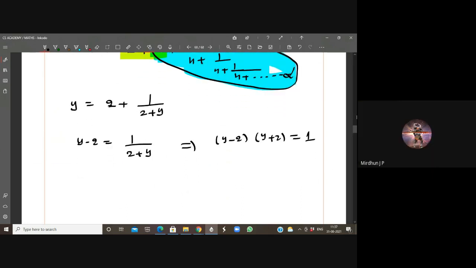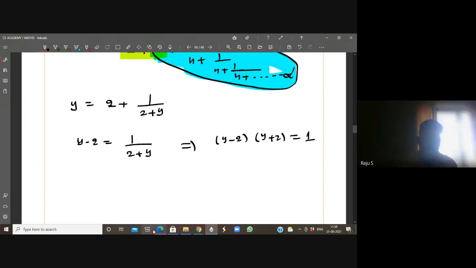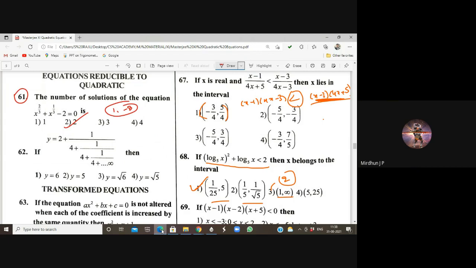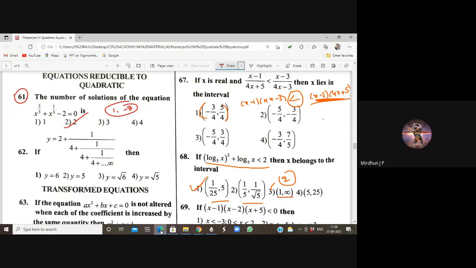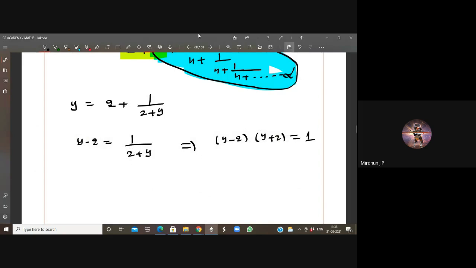Got it, students? y is equal to root 5, sir. When you substitute y is equal to root 5, are you going to get 1? We can simplify it, sir, like a quadratic equation, and do it that way.